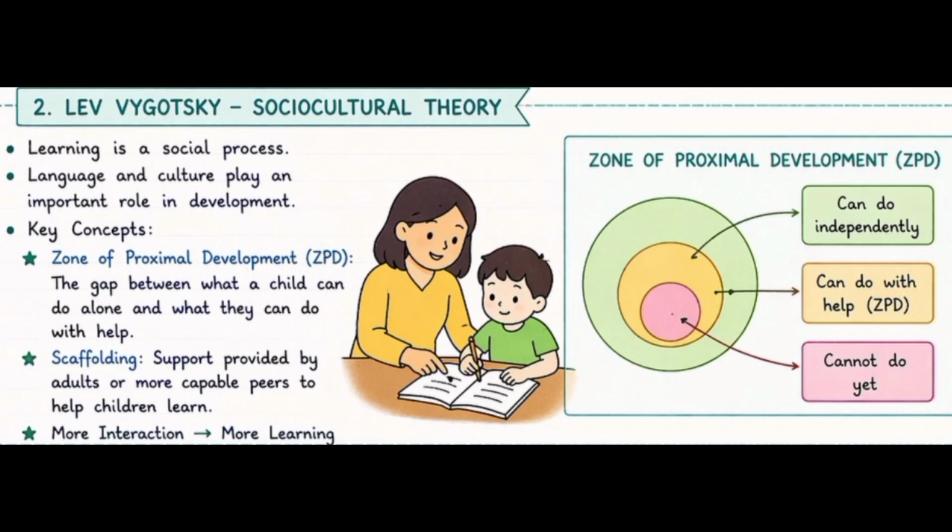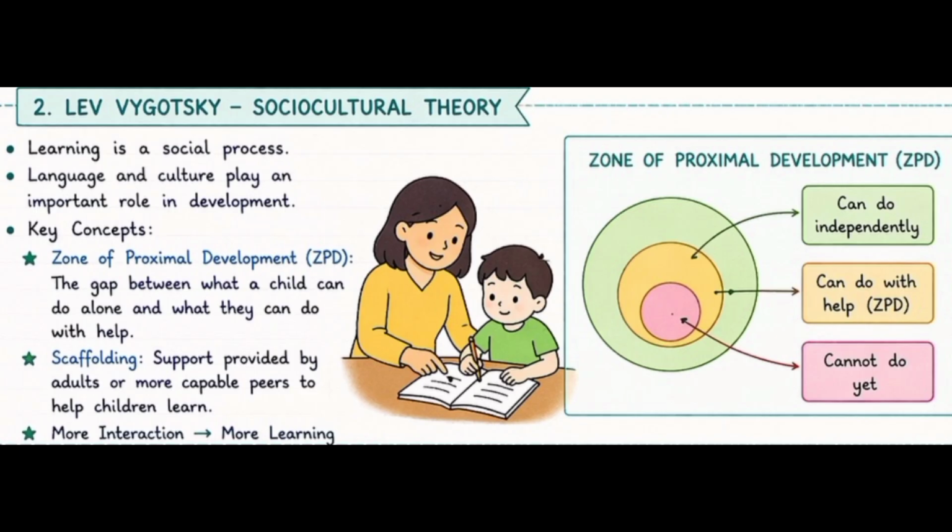Now we will move to the second theory, Vygotsky's social structure theory. Vygotsky gives the social theory. Learning is a social process. Language and culture play an important role in development, and he gives key concepts. Zone of proximal development: the gap between what a child can do alone and what they can do with help.